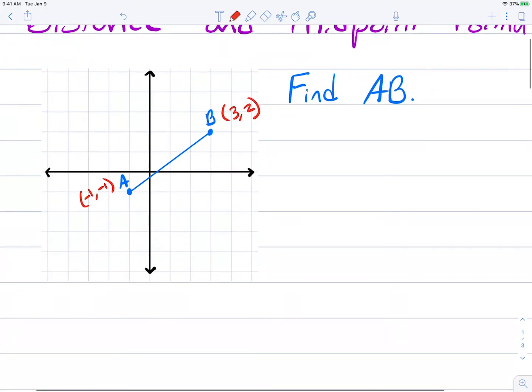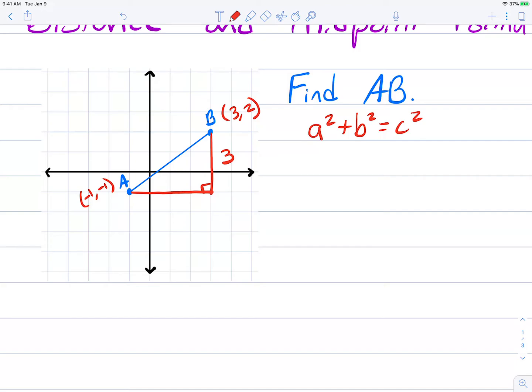Now, one of the ways that you could find this is using the Pythagorean theorem. The Pythagorean theorem is a squared plus b squared equals c squared. But to use the Pythagorean theorem, I need a right triangle. So I can use the length from A to B as a hypotenuse, and I can draw in a right triangle. So now I can just count the lengths of the legs. This has a length of 3, and this leg has a length of 4.